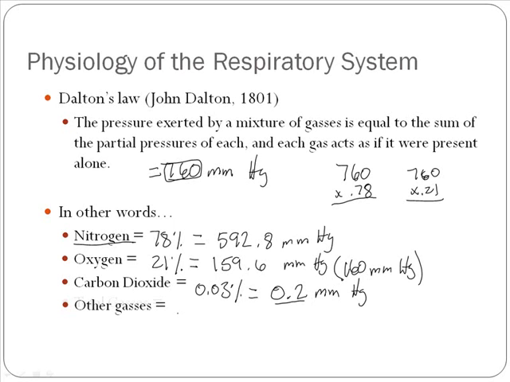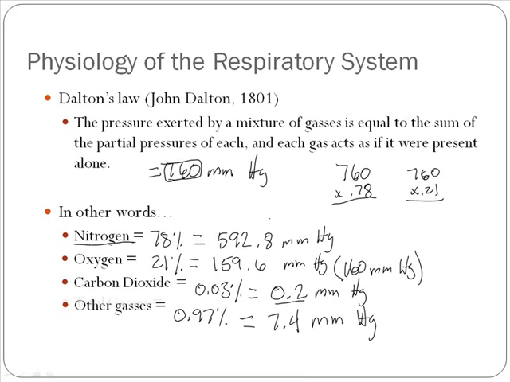Other inert gases in the atmosphere, humidity, and that kind of stuff account for all the other gases. All of the other gases are about 0.97%, so less than 1%. If you multiply 0.97% times 760, the number you come up with is 7.4 millimeters of mercury.